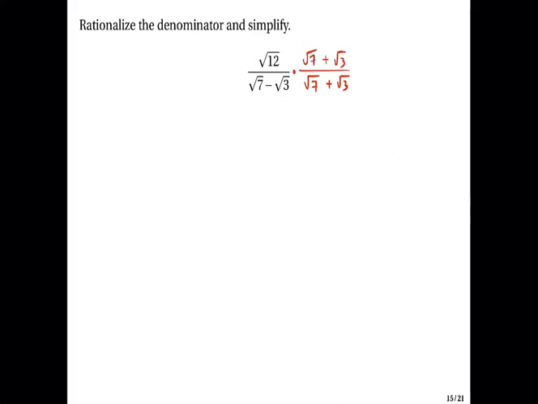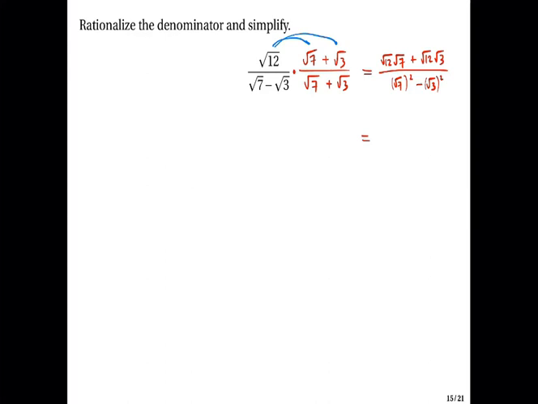Okay? So as before, here we just distribute to each. So we will have square root of 12 times square root of 7 plus square root of 12 square root of 3. While on the denominator, you have square root of 7 quantity squared minus square root of 3 quantity squared.